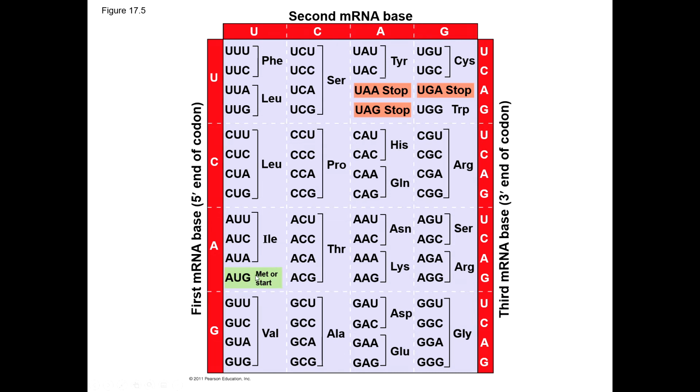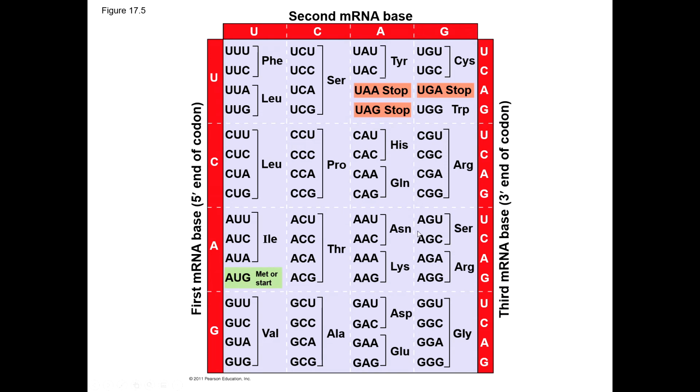We have 1 start codon, and we have 3, as you see here, stop codons. These codons do not code for an amino acid. All they do is block the polypeptide chain from continuing to be produced. Think of them as sort of like scissors that stop everything, cut it off. But notice we have 3 different codes, UAA, UGA, and UAG, all code for stopping the production of that protein.